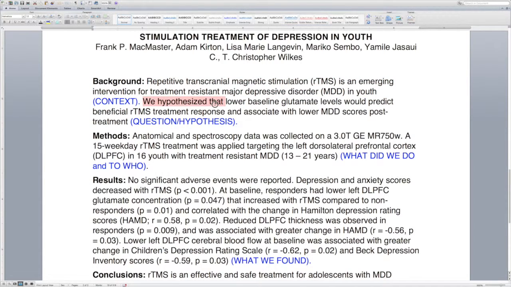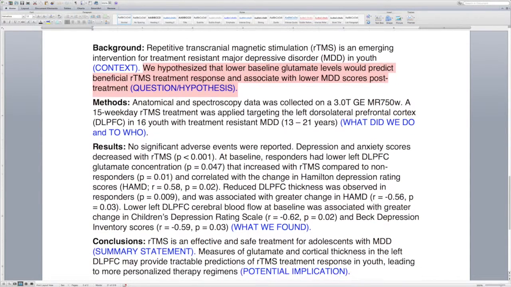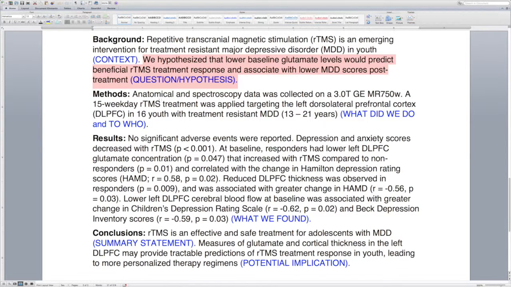We hypothesized that blah, blah, blah. So we set up our question and our hypothesis. We stated those fairly clearly and quickly. So in two sentences, we set up our background with enough information that somebody can find us, look us up, talk to us, and all that sort of nice things.